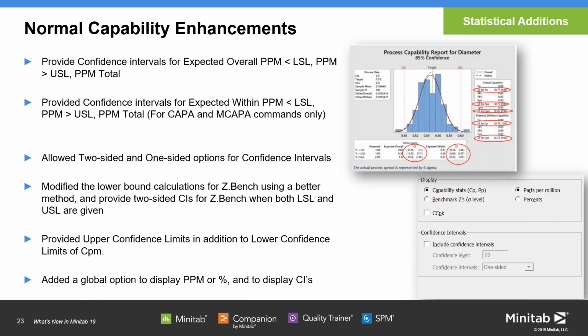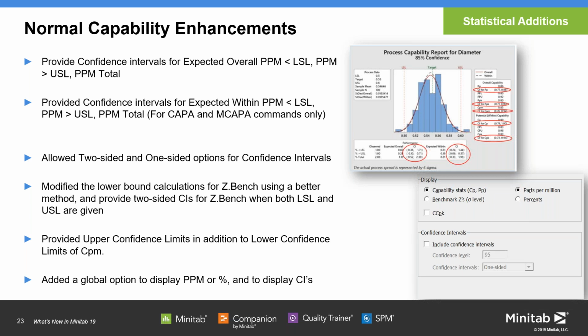We also made quite a few enhancements to normal capability. I'll let you read through each item on the list, but basically the changes make it much easier for you when you're creating capability results and are getting ready to prepare some reports. I think the biggest change here is maybe the last item on this list, the global option to display ppm or percent effective and to display confidence intervals.